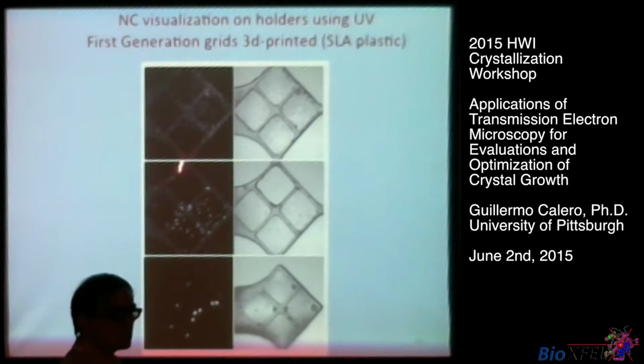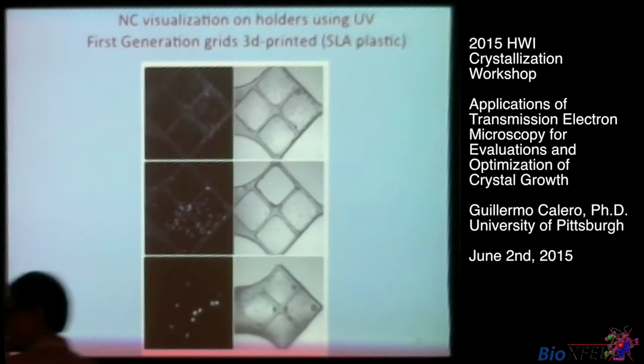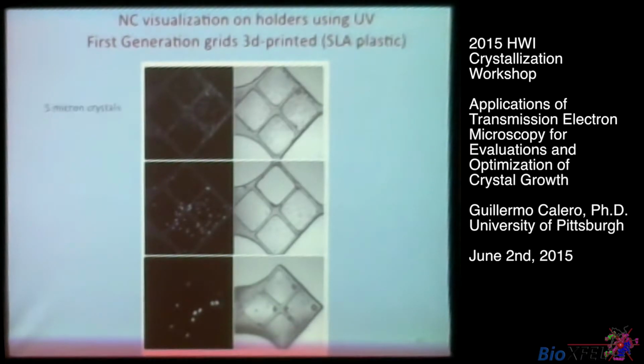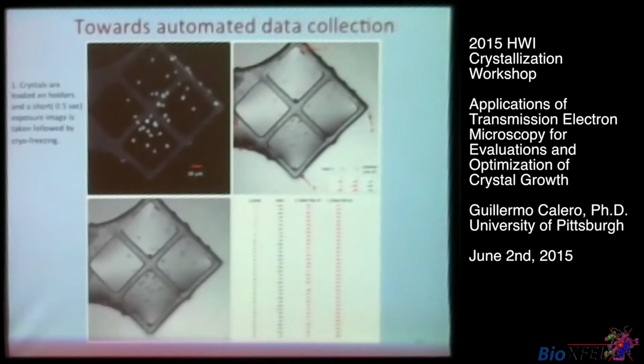I'm not sure if you all the way there can see these little guys, but they're actually really small. These are 5 microns, these are 30 microns, and these are 150 microns. So basically, you can do any size you want, and you get hundreds of crystals here, dozens here, and a few dozens here. And so basically, this is again with SLA.